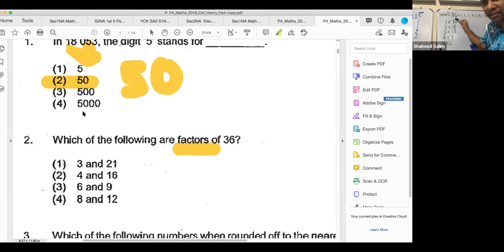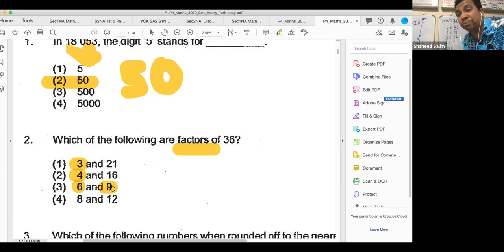Look, can you see my screen here? Remember, I circled, highlighted 6. There's 6 down here. This is 1. There's 4 also. There's 3 also. But 21 is not. 16 is not. 8 is not. 12 is not. 9 is. These two are factors of 36. 6 times 6 equals 36. 9 times 4 is 36. So factors means what numbers can you divide 36 by?